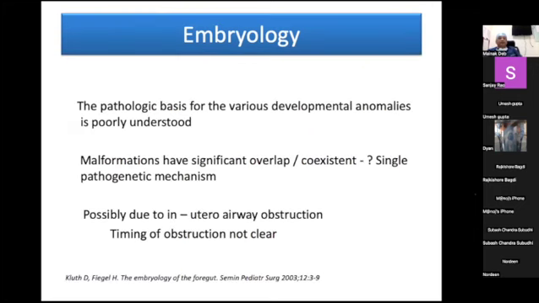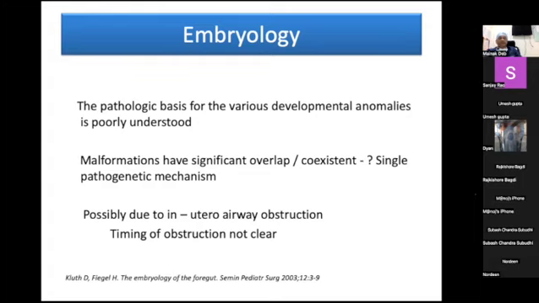Okay, having understood the basis of the lung development process, we also need to understand the pathological basis of the various developmental anomalies, which is poorly understood. They're not clearly defined. There are various pathogenetic mechanisms that have been postulated, and various animal models have been put forward, but there doesn't seem to be any unified hypothesis or theory on how these lesions come about.